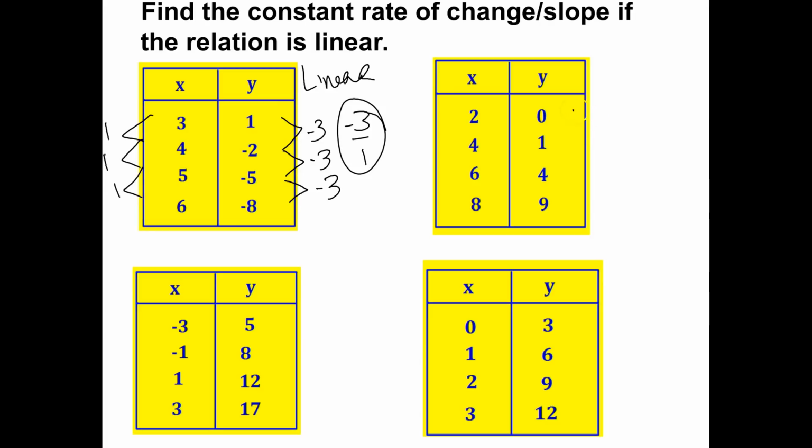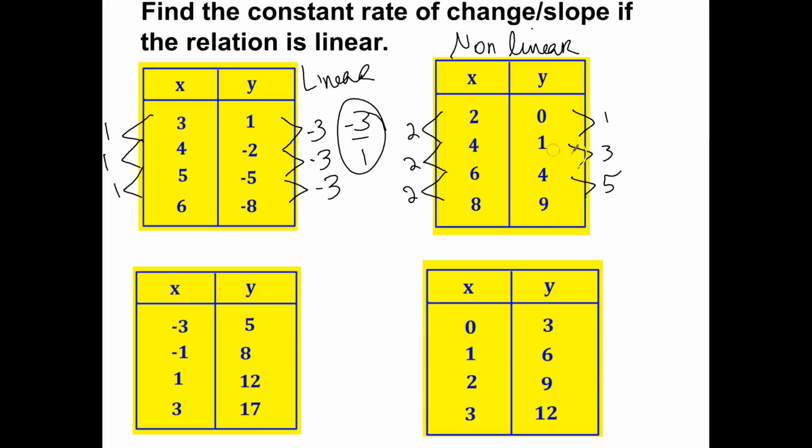All right. How does 0 become 1? 1. How does 1 become 4? Add 3. How does 4 become 9? Add 5. It doesn't matter that these numbers are not constant. It's the ratio. Are the ratios the same? Okay. So 2 becomes 4, adding 2. 4 becomes 6, adding 2. 6 becomes 8, adding 2. No, non-linear.